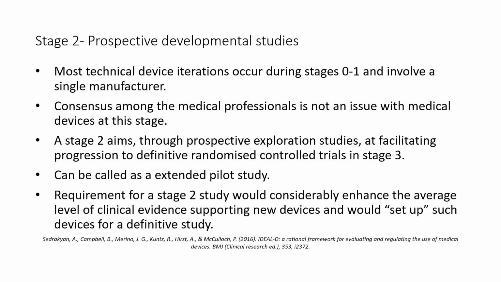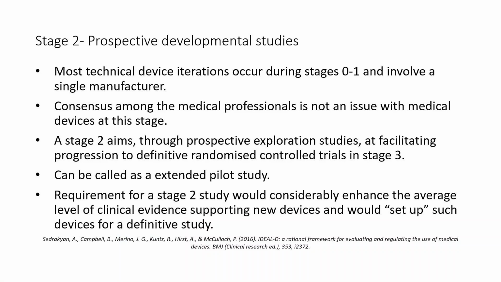It also requires a considerable enhancement in the average level of the clinical evidence supporting new devices, set up such as for a definitive study. So basically this is making the path for a definitive study. You should conduct stage 2 in a wide range of population to make sure there is absolutely no harm and things are pretty effective, in terms of whatever outcome measures we have decided for this particular material or tissue construct or medical device. Based on that, the test stage 2 can be conducted.